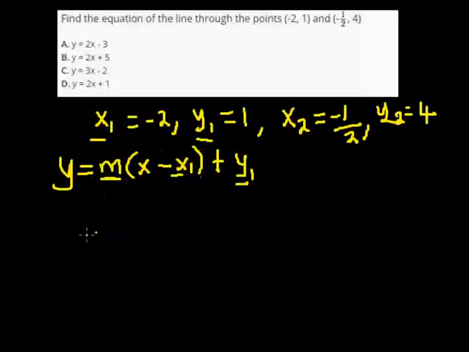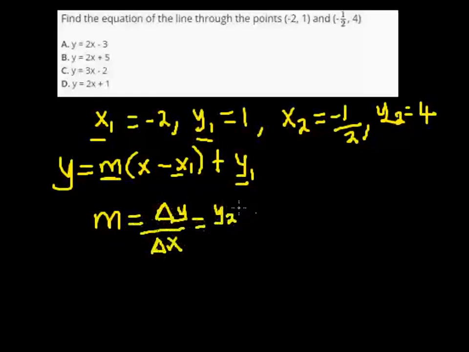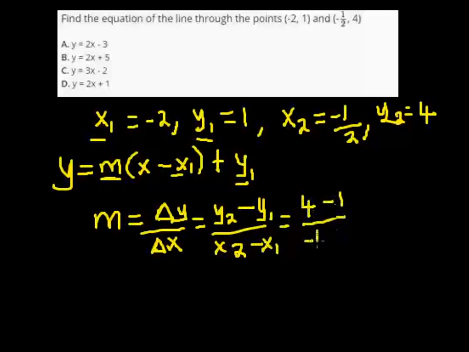So let's get our slope. You know how we get our slope: change in y all over change in x, which of course is y2 minus y1 all over x2 minus x1. If that being the case, y2 is 4 minus y1, 1, and x2 is minus half minus x1, which is minus 2.